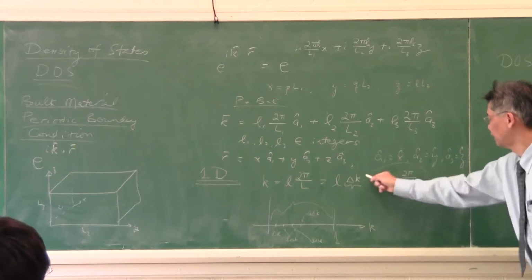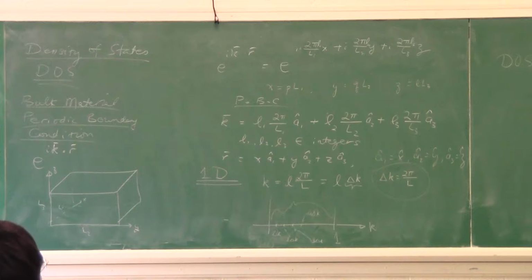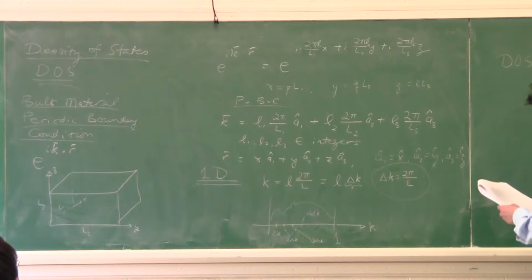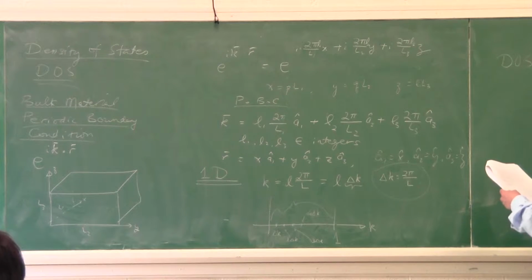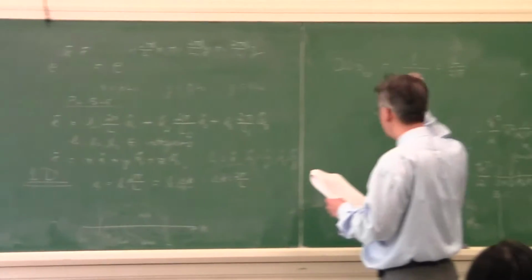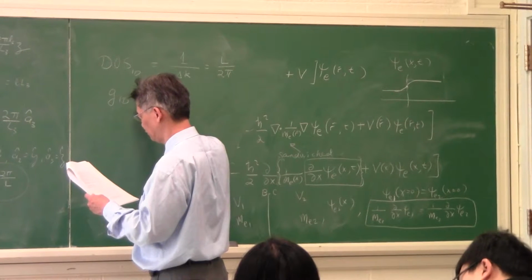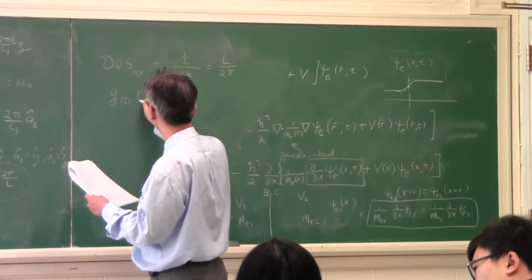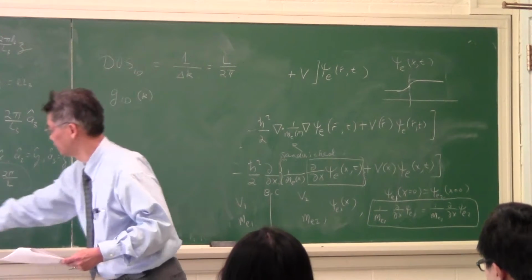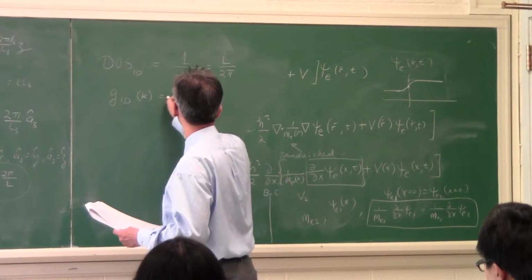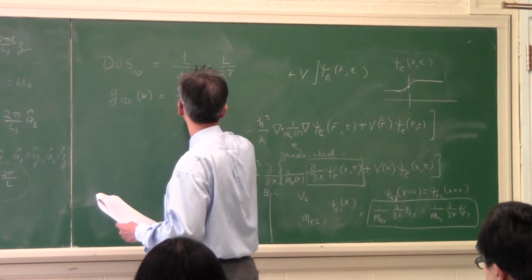So this is my delta k. But this is expressed in terms of the length of the box. I can normalize it by the length of the box, and then I can divide out the L. This is the density of states in 1D as a function of k, because I'm plotting as a function of k, which is equal to L over 2 pi.